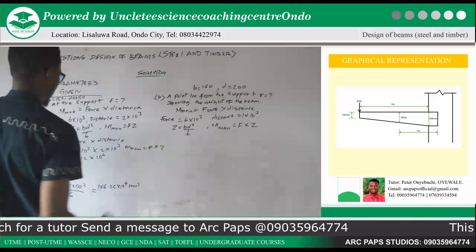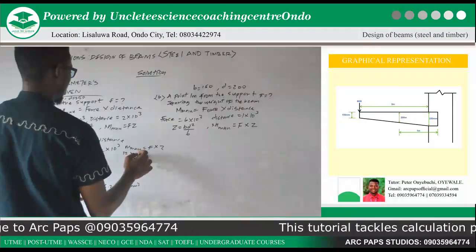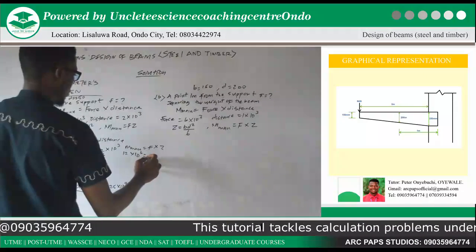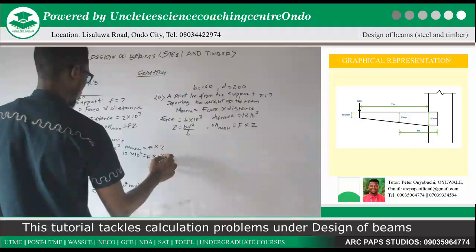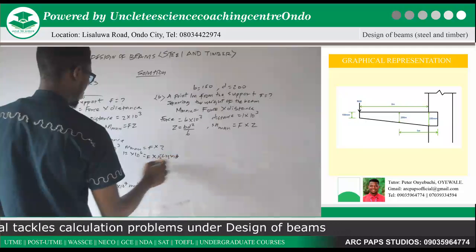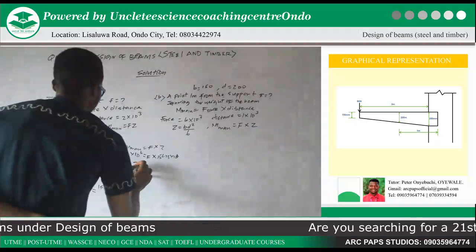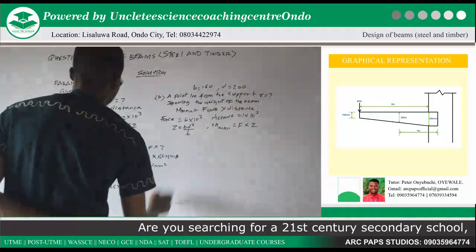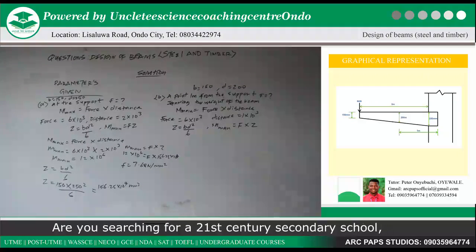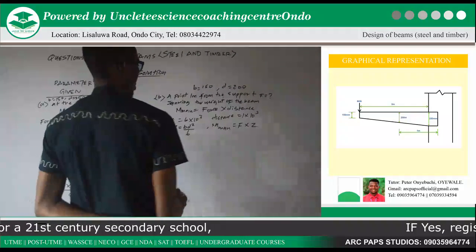Now our Mmax is equal to our F times Z, which is 12 times 10 raised to the power 6. We are looking for our F. We know our Z to be 156.25 times 10 raised to the power 4. Now if you make F the subject of the formula, you are going to get 7.6 Newton per millimeter square.